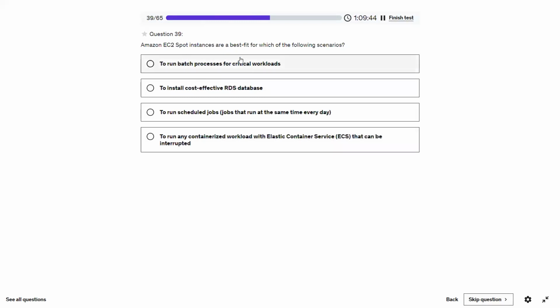EC2 Spot instances are a best fit when? Spot instances are used only when the application can handle interruption. So let's find the option. To run batch, no. To install a cost RDS, no. To run scheduled jobs, no. To run containerized workloads that can be interrupted, yes. Because we will use Spot instances when our application can handle the interruption.